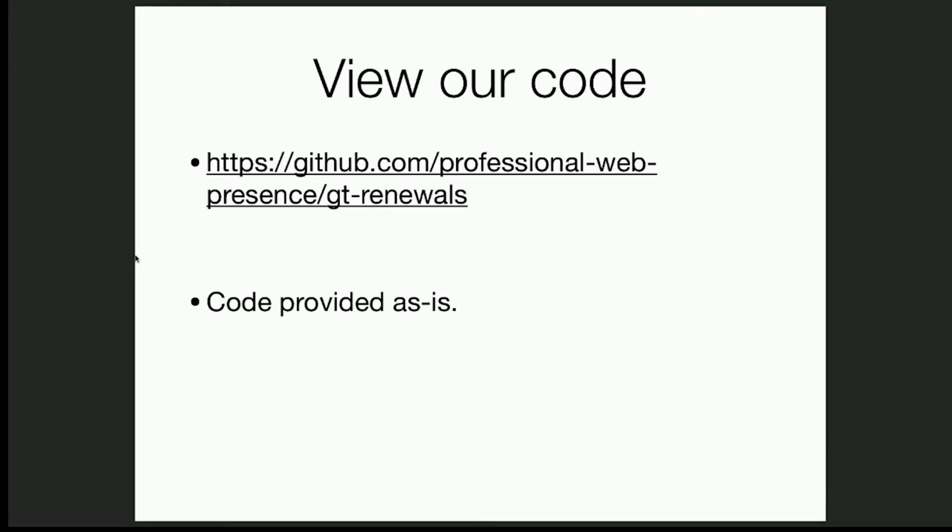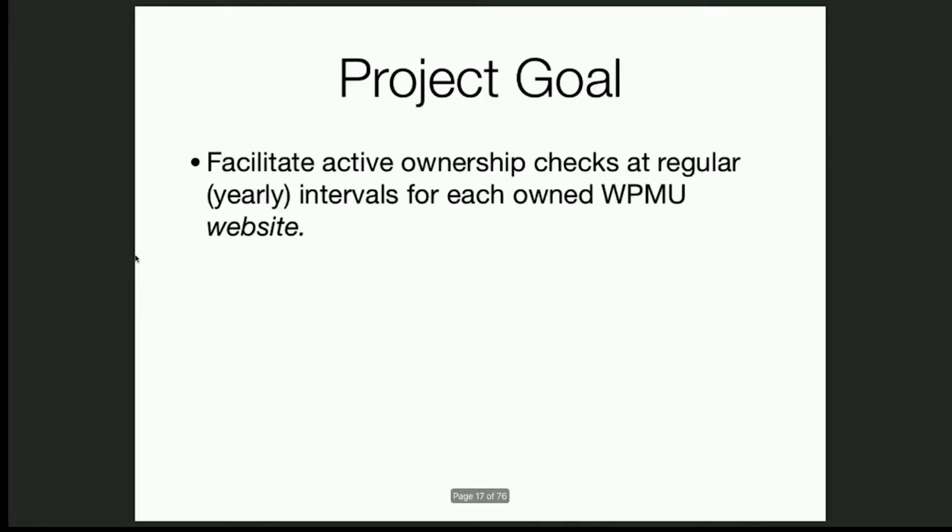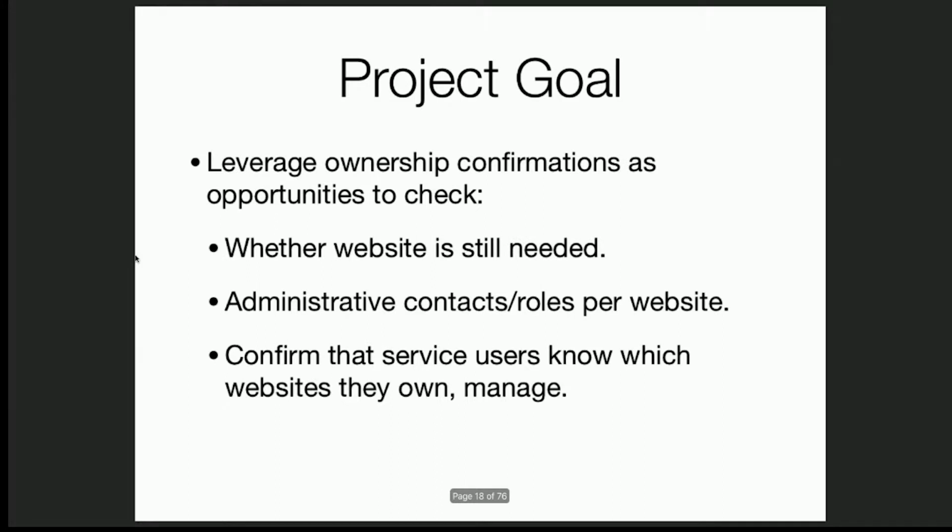So we developed a plugin to manage our site updates to give the site users the ability to basically confirm that they're still using the website. What we are doing is active ownership checks, at yearly intervals for each website within the network and the multi-site. We're leveraging these checks to confirm whether the website is actually needed, whether the administrators on the site actually still want that website, whether it's actually relevant, and that they know that the website's actually owned by them.